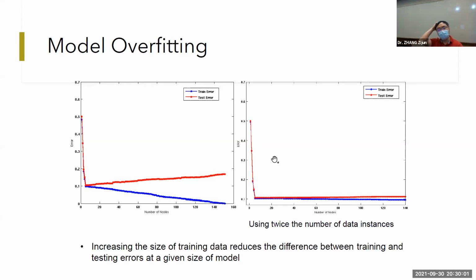Then how can we address the overfitting issue? One possible root cause of overfitting is that the model is too complex but the data is too limited. So in this case, you can increase the size of training data to reduce the difference between training and testing errors at a given size of model. It means you fix the size of the model you train and keep fitting more data into it. It could improve the generalizability of that model.